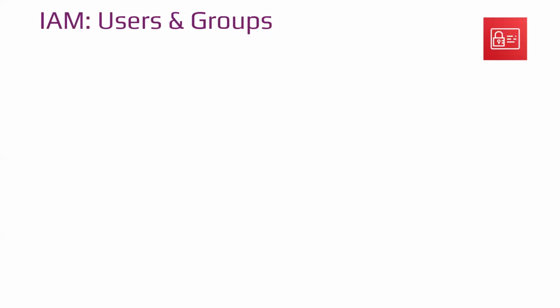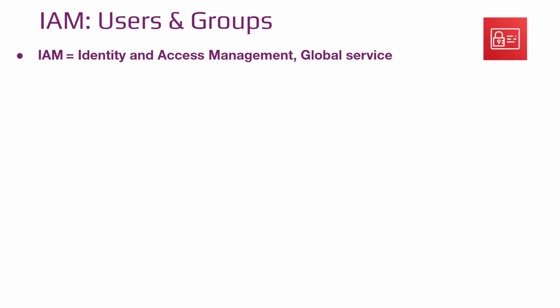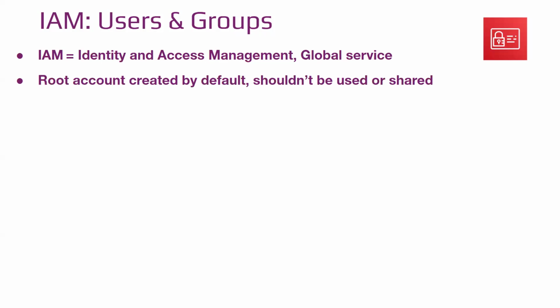IAM mainly contains users and groups. IAM is identity and access management, which is a global service. The root account created by default should not be used or saved. Whenever we sign up for an AWS account, we use some mail ID. That account creation is the root account. If you log in using that mail ID, that is the root account login.